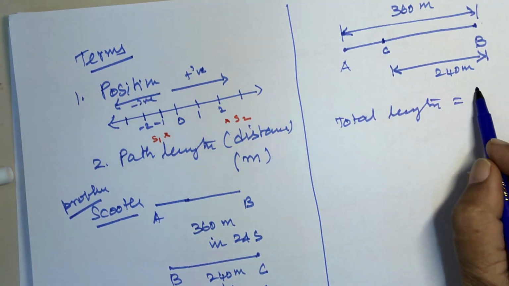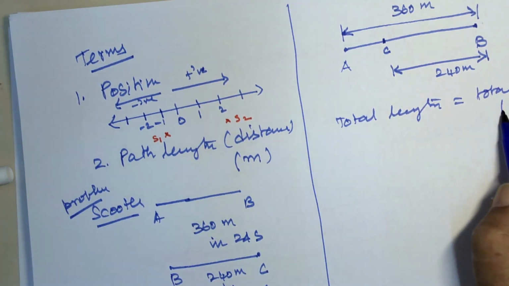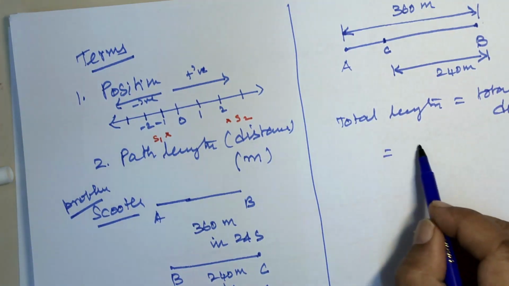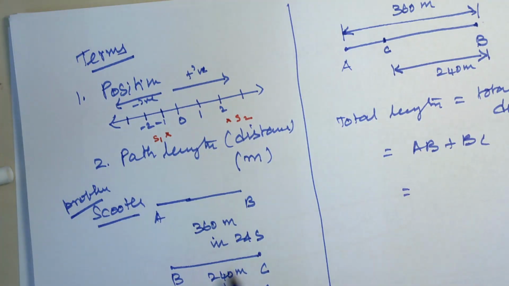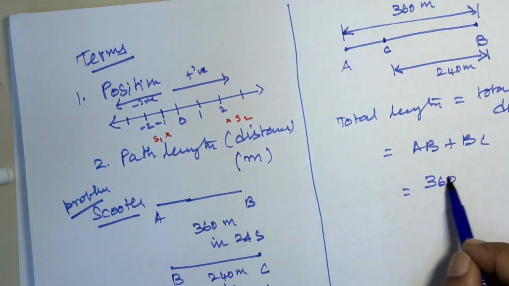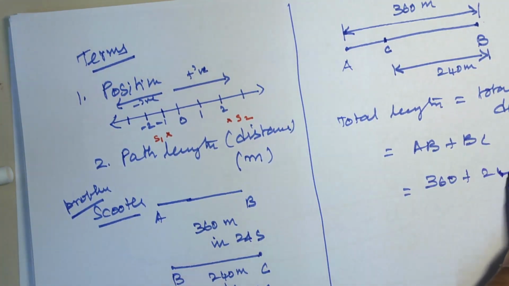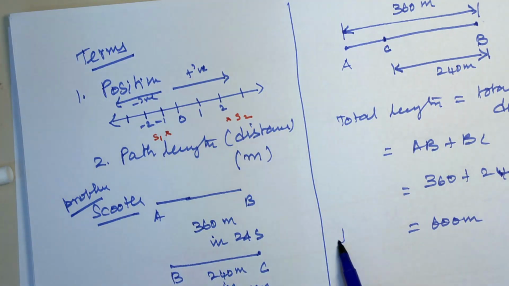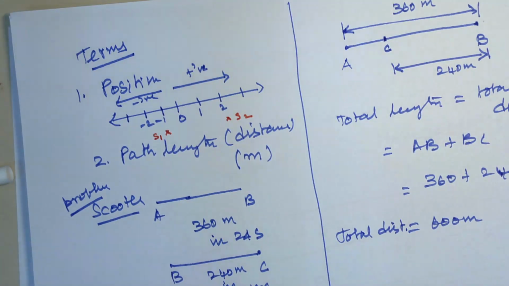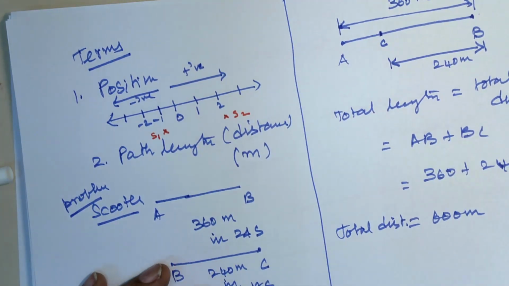Now, what is the total distance traveled by the scooter? It means AB plus BC, right? So what is AB here? 360, and BC is 240. So you can say 600 meter. This is the total distance traveled. Okay, right. Now let us discuss displacement.